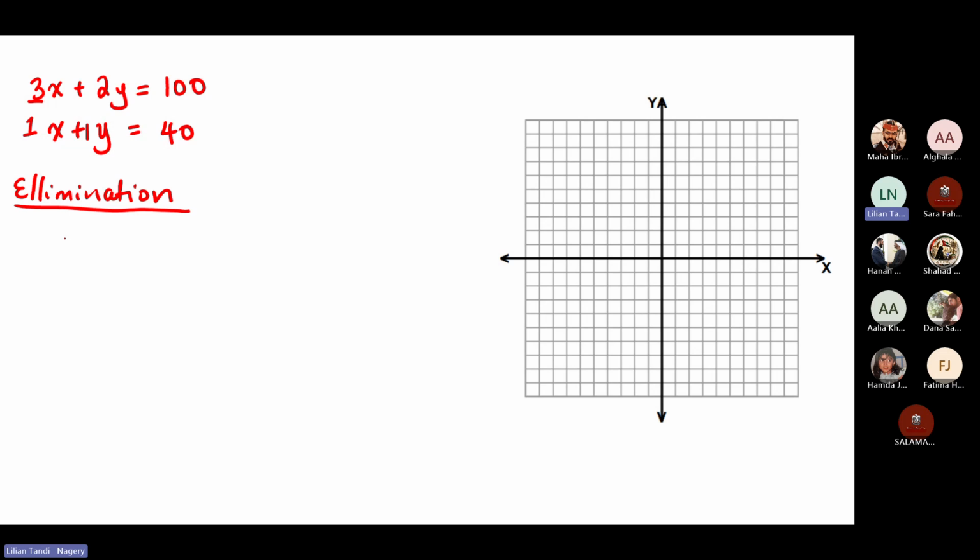So for me to do that, I will do 3x. I will do here. Let me just write. I'm not supposed to write 1, but I will write it. If I don't see a number, I will write 1.